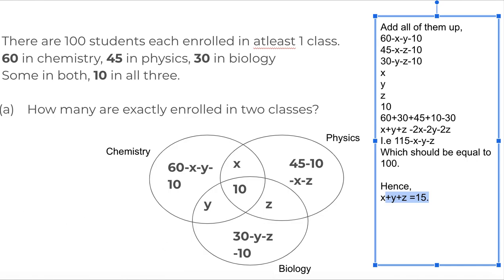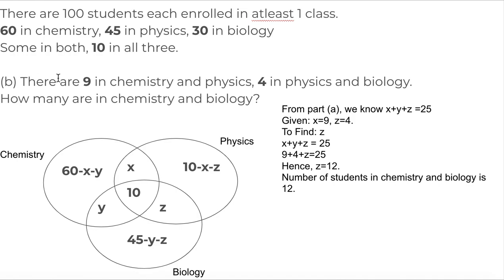Okay, so the next question is: there are 9 in chemistry and physics, 4 in physics and biology. How many are in chemistry and biology? So we are given chemistry and physics, that's x. We're given z, that is physics and biology. And we need to find chemistry and biology, that is y, right? So we're given x as 9, z as 4, we need to find y.